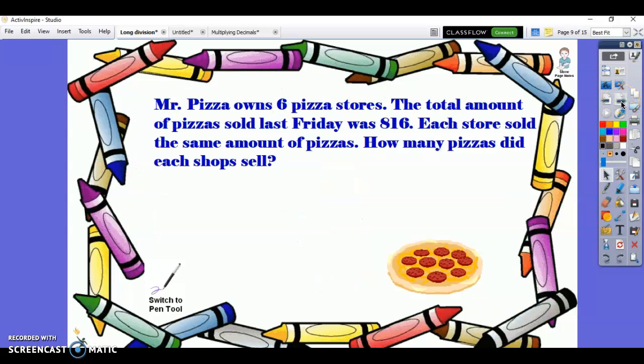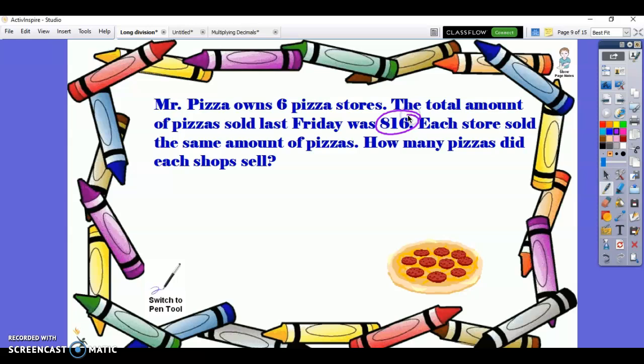Let's try another. Mr. Pizza owns 6 pizza stores. The total amount of pizza sold last Friday was 816. Each store sold the same amount of pizzas. How many pizzas did each shop sell? Remember, he has 6 pizza stores. So pause the video here if you want to and see if you can do this on your own. Challenge yourselves. If not, just follow as we go through.